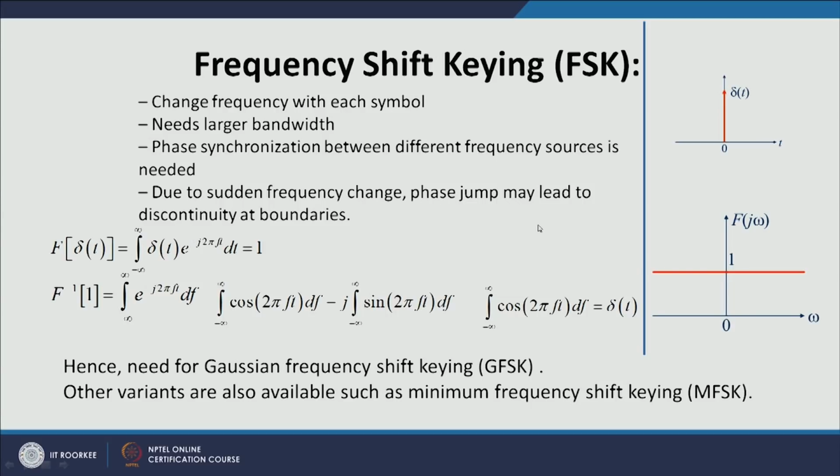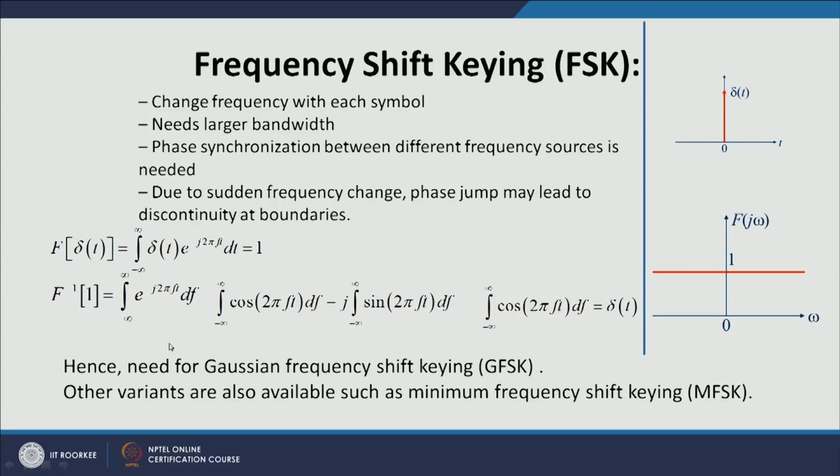So, as you look here, whenever there is a jump, any discontinuity there can be represented as a delta function or impulse function. So, this is what we are seeing here, impulse function. The FFT in the frequency domain of that impulse function is given by a constant 1 for all the frequencies. So, this is the formulation when we are converting it from the time domain to frequency domain.